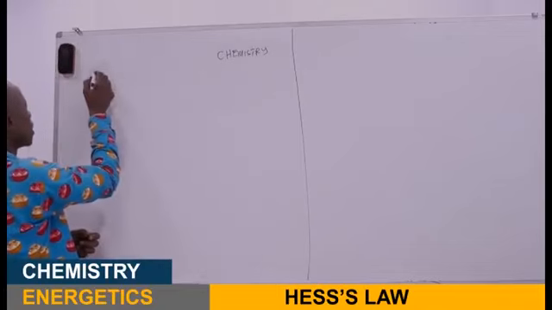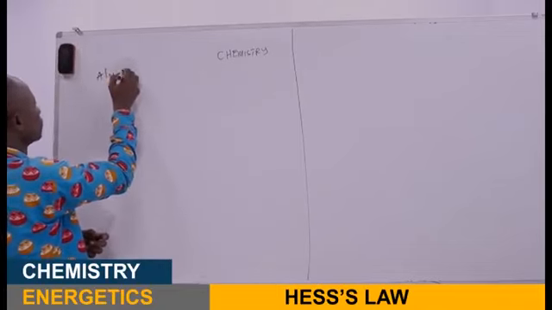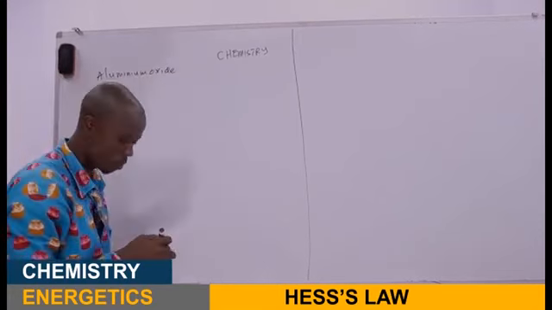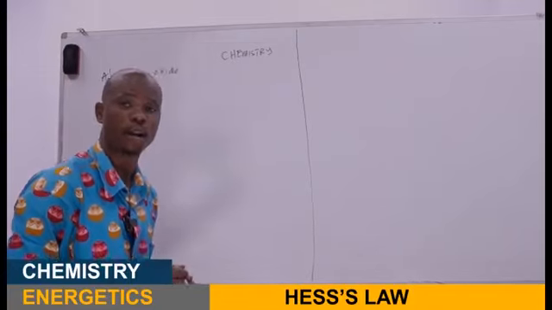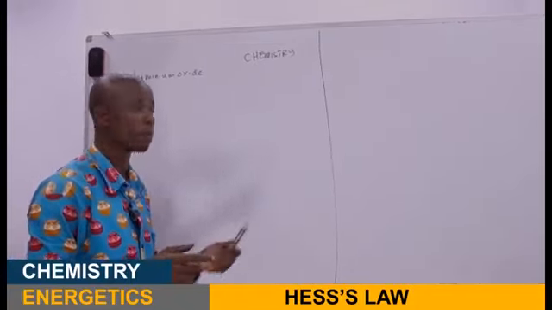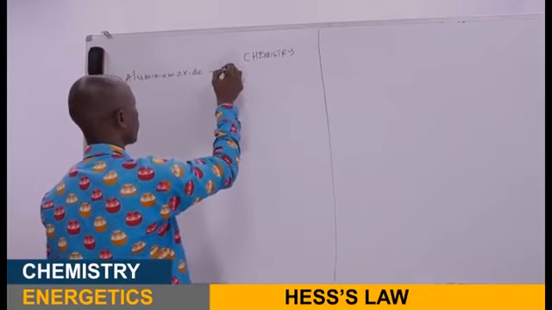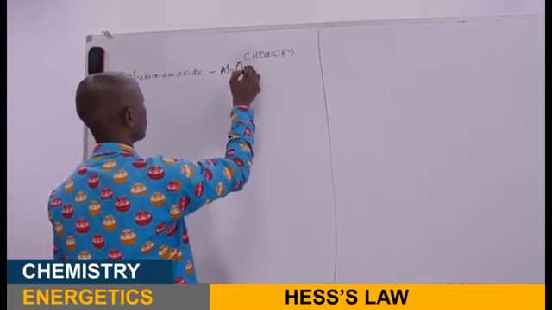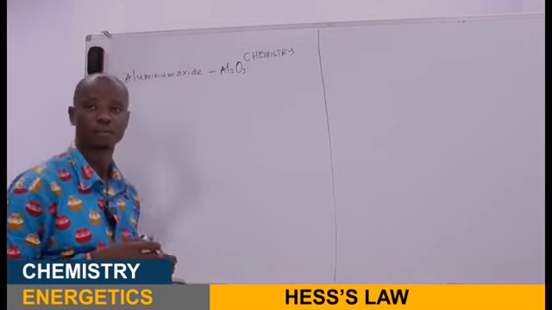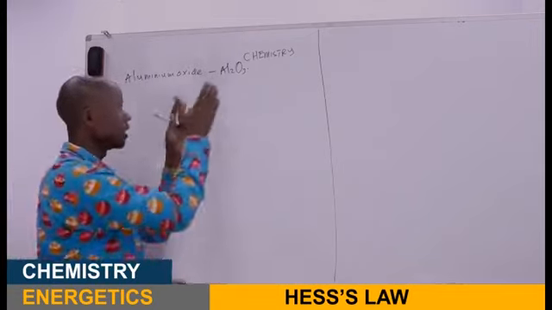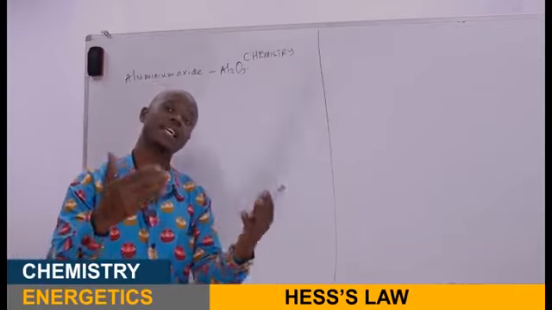The compound is aluminum oxide. What is the chemical formula of aluminum oxide? It is made up of two elements, aluminum and oxygen. The formula is this one. That is the formula. Now, if you have already written the formula, what is the next step?